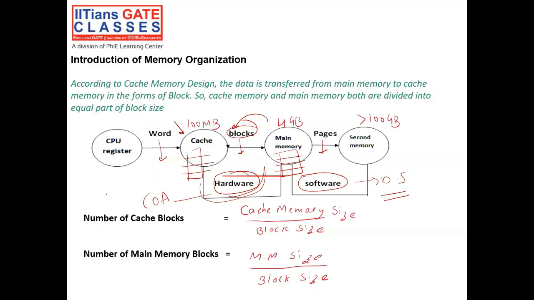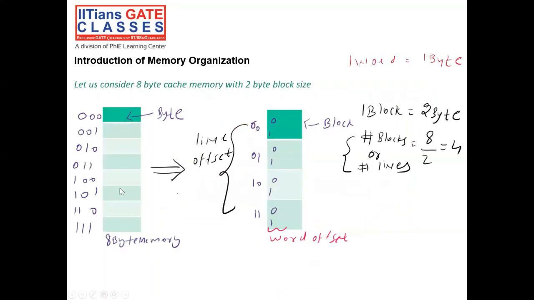To calculate the number of cache blocks, that will be the cache memory size divided by the block size. From this, you can calculate the number of cache blocks in the cache memory. Similarly, the number of main memory blocks will be the main memory size divided by the block size. This way we can calculate both, and each memory is divided into equal parts of blocks, right? This is all about the introduction.